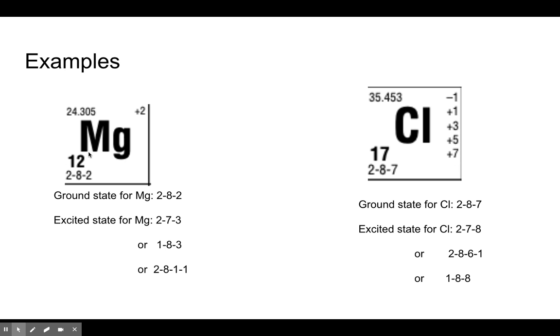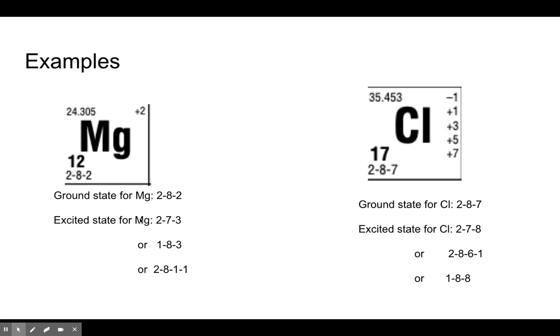Okay, let's begin over here with magnesium. The electron configuration is always in the lower corner here. This is from the New York State periodic table, and you can see the ground state for magnesium is 2-8-2. That means two electrons are in the inner ring, 8 electrons in the second ring, and 2 electrons in the third ring. You can see that it matches exactly.